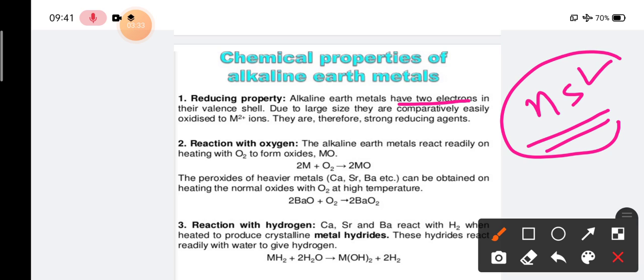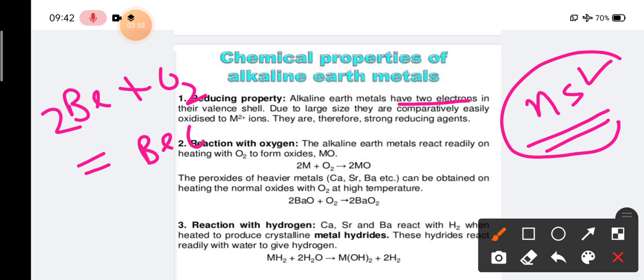So point number 2 is reaction with oxygen. Whenever any metal, mainly the alkaline earth metals, that is beryllium, magnesium, calcium, strontium, barium and radium, all of these, while reacting with oxygen, will form a metal oxide. Similarly, beryllium plus oxygen will form 2BeO, this kind of product. So a metal oxide, beryllium oxide, will be formed. Okay, so this is a very common reaction, but the next reaction is very important.